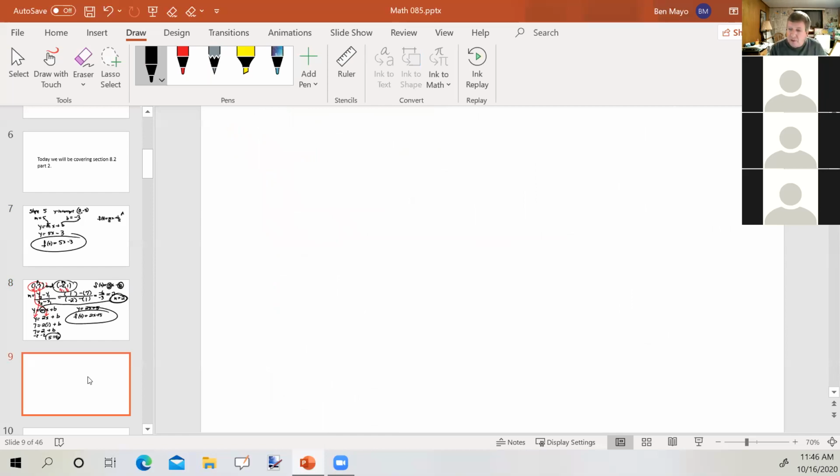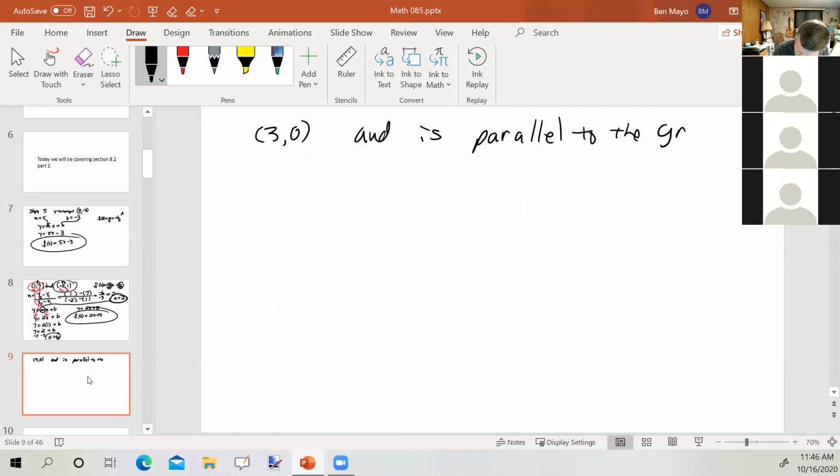Now we want to come up with a function described by a graph that passes through the point (3, 0) and is parallel to the graph of g of x equals -2/3 x minus 4. Okay.